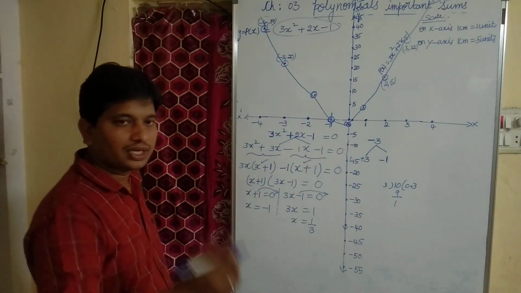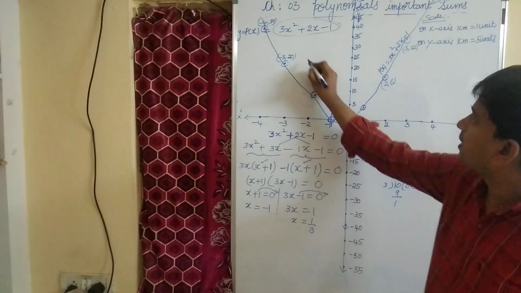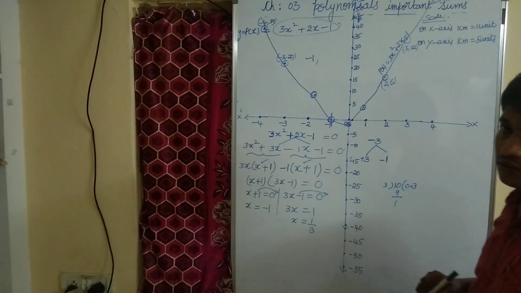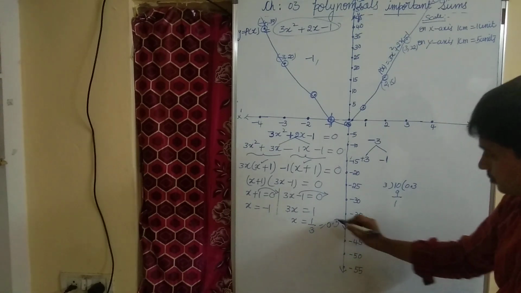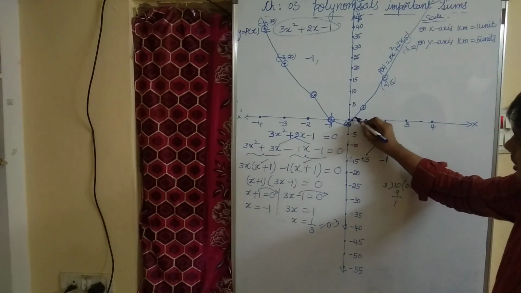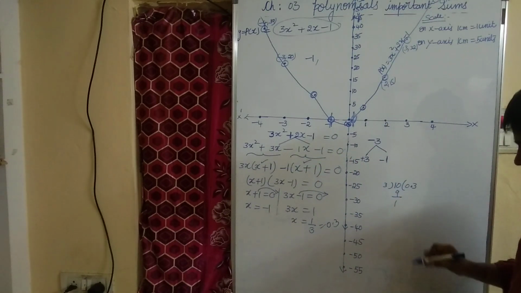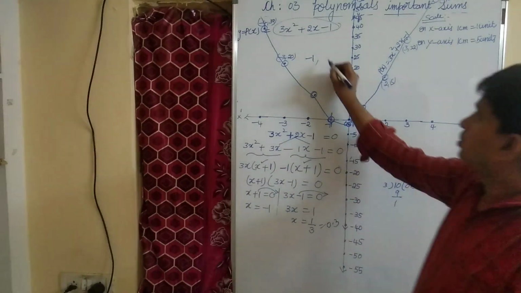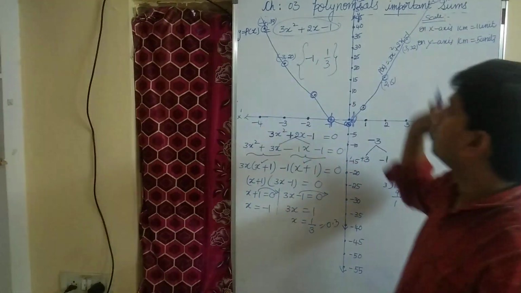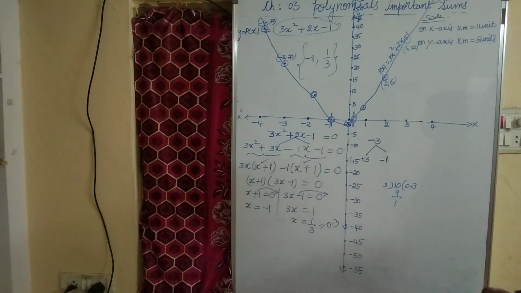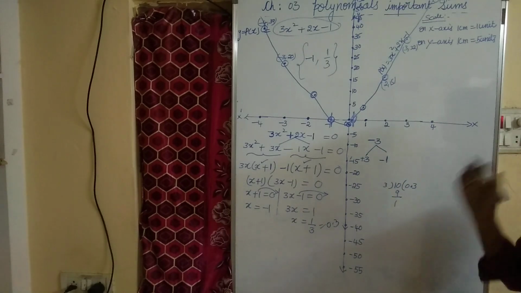0.3. You see exactly which is intersected at minus 1 comma and 1 by 3 value. 0.3, somewhere here intersected. This is our second zero. So zeros are what? Minus 1 comma 1 by 3. They are the zeros of the polynomial p of x is equal to 3x square plus 2x minus 1.